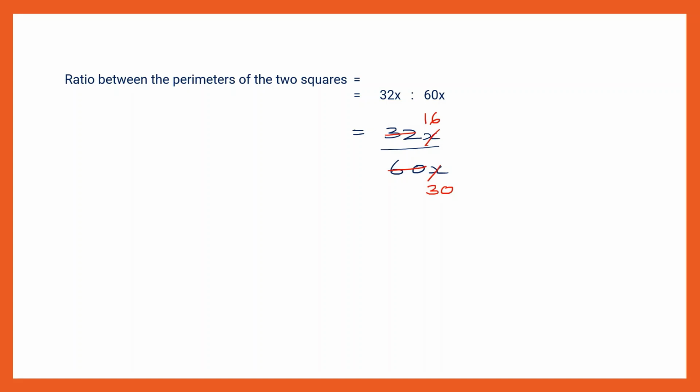Now again, I have 16 and 30. Both can be reduced again by 2. So 2 8s are 16 and 2 15s are 30. So that's it. I can't reduce it further. So what do I have left here? I have 8 by 15 as a fraction. If I have to write it as a ratio, I get 8 is to 15. So I have found the ratio between the perimeters of the two squares to be 8 is to 15.